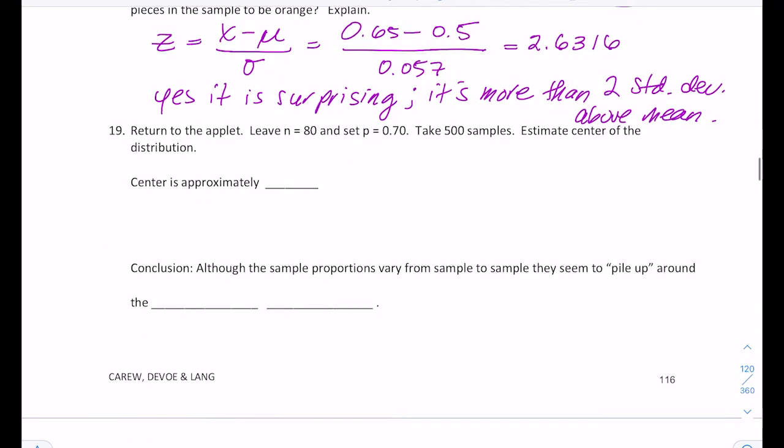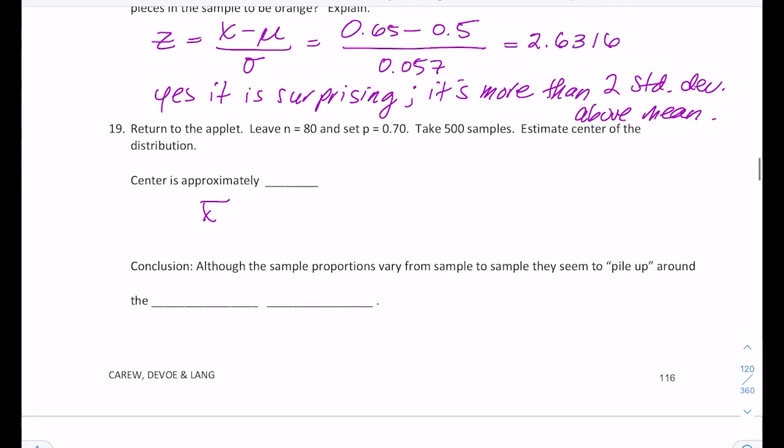When you return to the applet, if you haven't had a chance to go to that, you want to try that. You can leave n equals 80 and p equals 0.70 and take 500 samples. If we were to estimate the center, when I did this on my own, I used x bar, which is the sample average. I got 0.698.